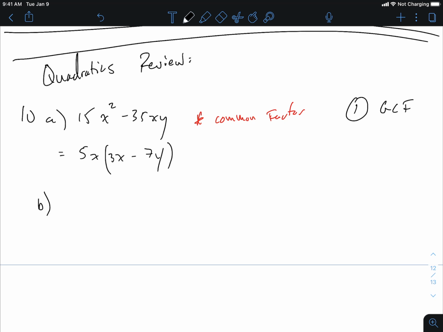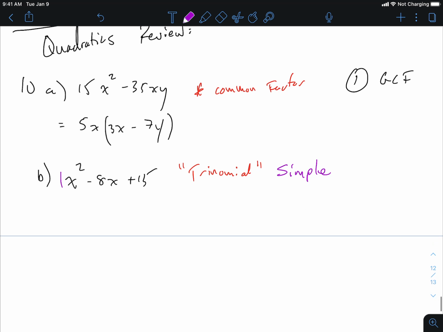B. I'll just run through these just because. Now, this one's a nice one. Nicer of the next hardest, anyway. Okay. What do I see here? I see a trinomial. Right? But specifically, is it complex or simple? It's simple, because I have a 1 out front, right? So I'm going to factor. I'm going to make it look like factored form. So all I have to do is find two numbers that multiply to 15 and add to negative 8.